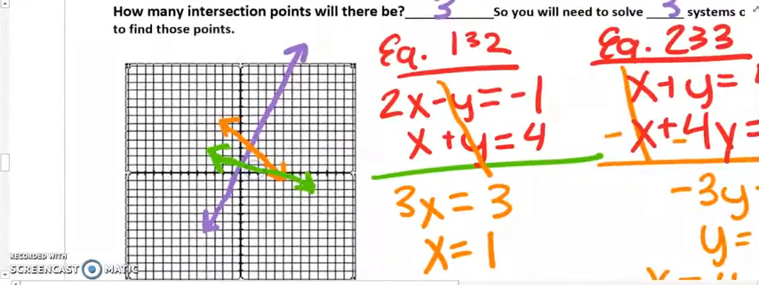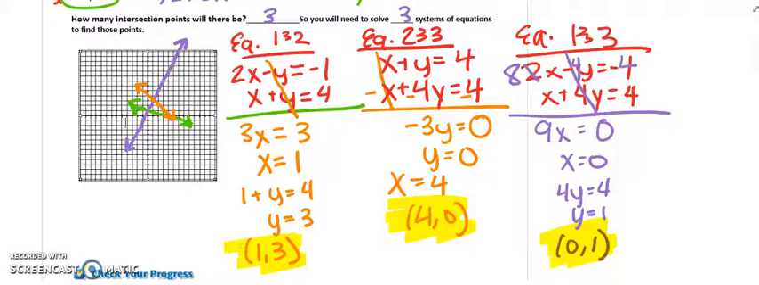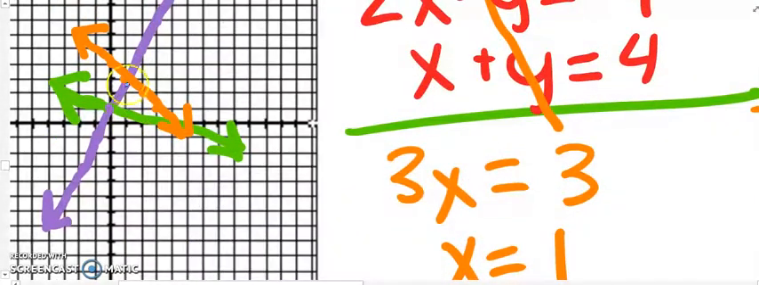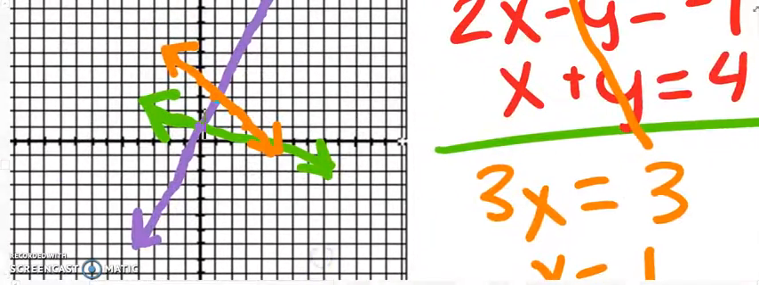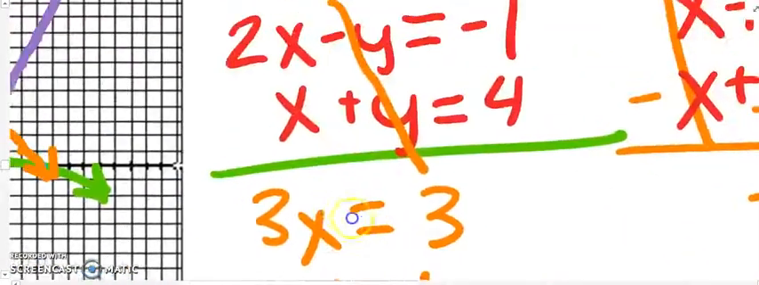Okay, so let's check our vertices now. So I have 1, 3, and if you look at 3, okay, that's where those two intersect. I have 4, 0, that's where those two intersect, and I have 0, 1.